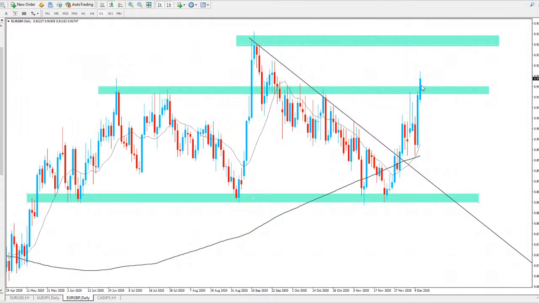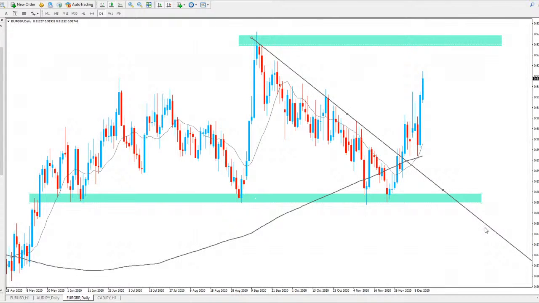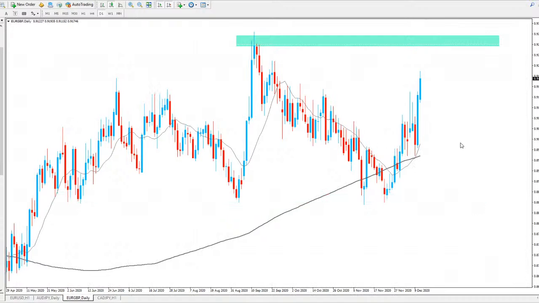But if you do see a wick to the upside, potentially we could be seeing another pullback before we see another push to the upside. But my bias is to the upside for Euro GBP, and even from a higher time frame point of view, it does look like we're still moving to the upside for that pair. Next, we're going to take a look at GBP/JPY.